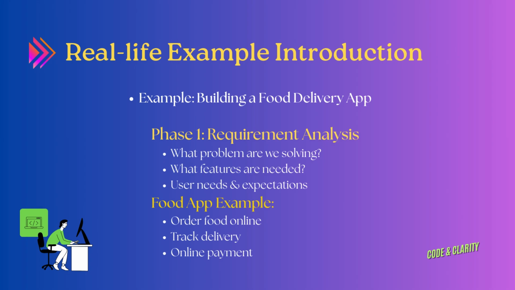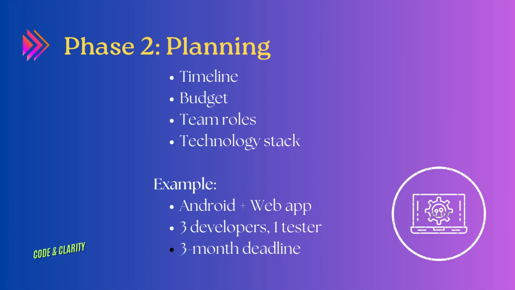Now the next phase, that is phase 2, planning. Once requirements are clear, then we move to the planning section. In this phase, we decide the timeline, the budget, the team roles, the technology stack. For example, we need an Android app, also a web app. So who will make it? Basically there will be 3 developers and 1 tester. And what is the deadline? Deadline of 3 months. Planning will help us understand whether the project is practically feasible or not. Okay, so this is another important phase.